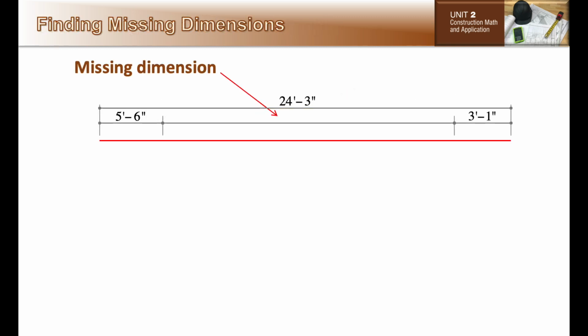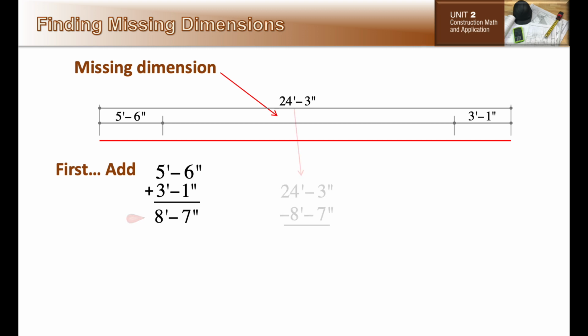Finding missing dimensions is a very common task when working with construction drawings. First, find the overall dimension of the string that contains the missing dimension. Then add all the dimensions in the string that contains the missing dimension. As seen here, 5 foot 6 inches plus 3 foot 1 inch equals 8 foot 7 inches. Then subtract the sum from the overall string to find the missing dimension.